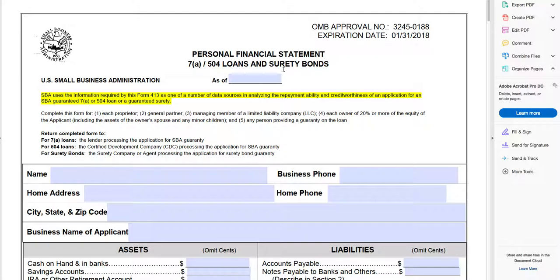The goal of this video is to give you an explanation and understanding of how to fill out the personal financial statement. This statement is also called the PFS and it's also called the SBA Form 413. This is a document that needs to be filled out every time you're applying for an SBA loan, or if you're applying potentially for SBA 8A certification.